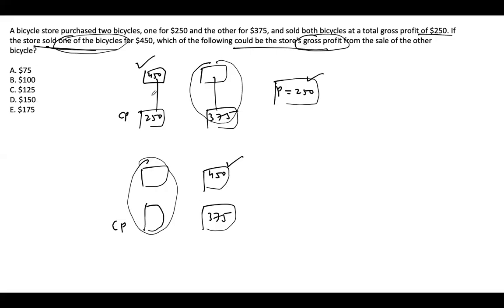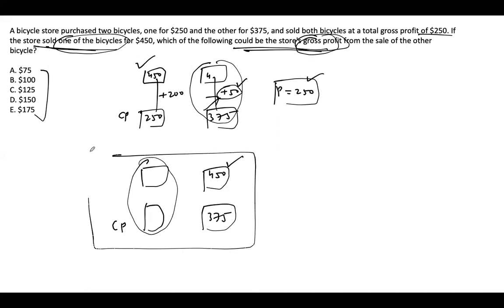So here, what's the profit? 200. So the profit remaining here is 50. And this is asking about profit, so let's just focus on profit. Can you find 50 anywhere? No. Let's go for the other case.